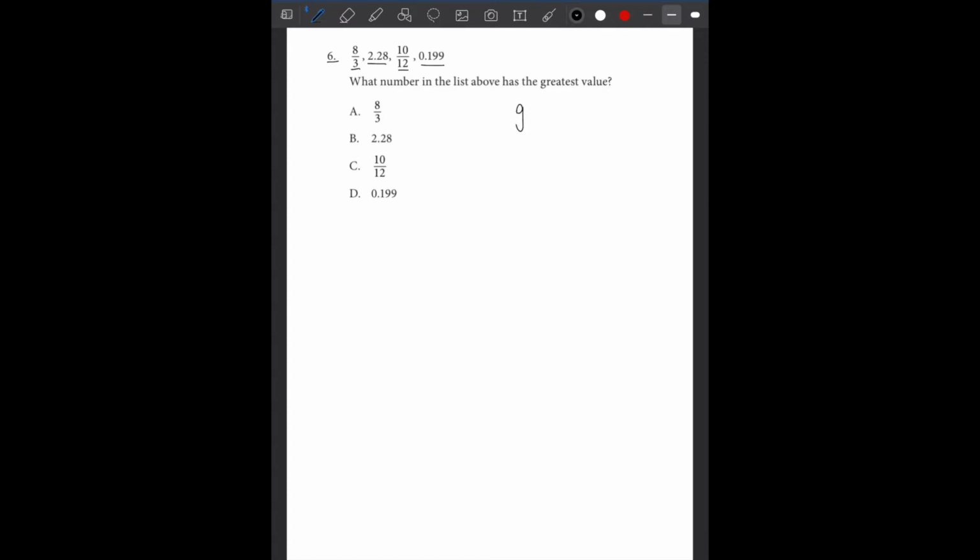So we're going to be categorizing these four numbers from greatest to least, and they're basically going to be filled into these boxes right here. So 2.28 and 0.199, they can stay the same because they're in decimal form, and I want to change 8/3 to decimal form first.